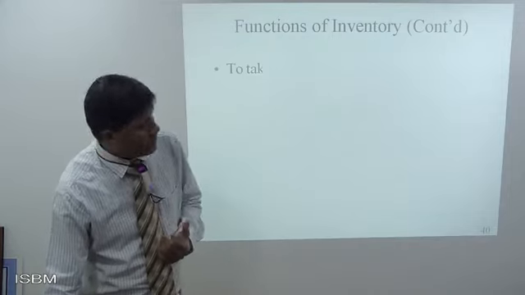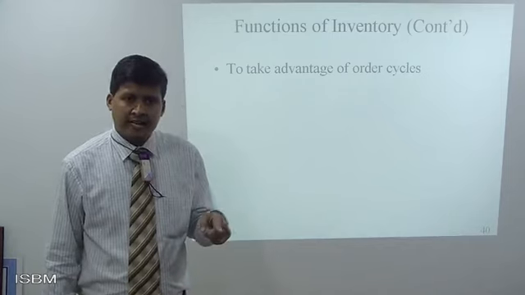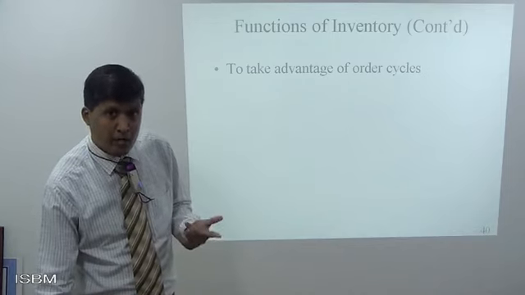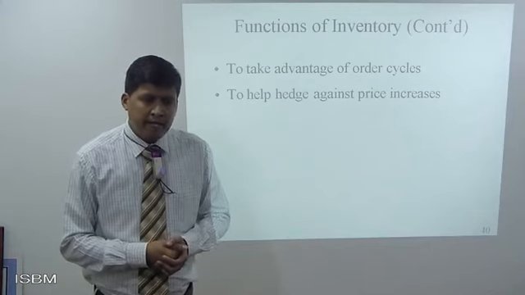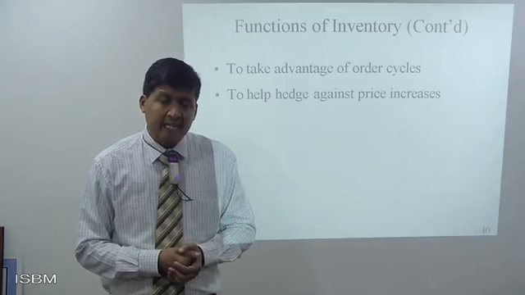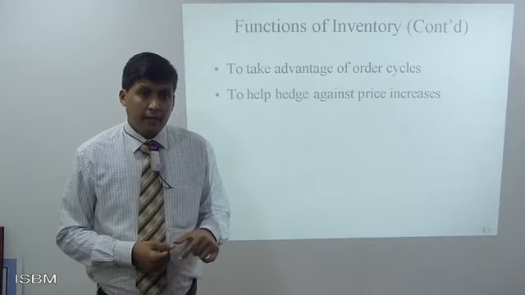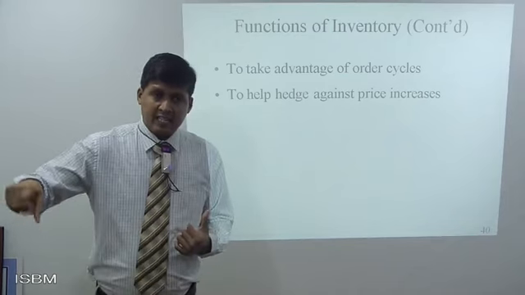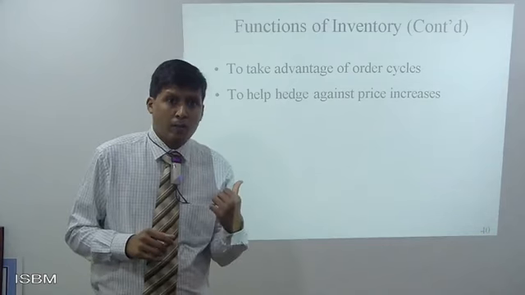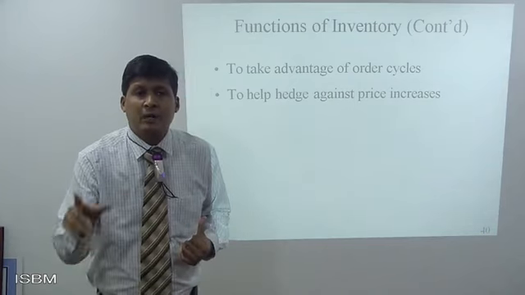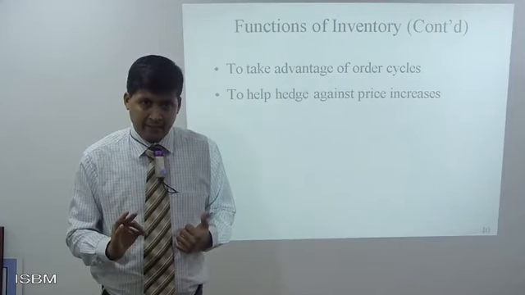Functions would also take advantage of order cycles. We're looking at how to optimize the cycling time and hence the throughput time as well, to help hedge against price increase. So inventory also needs to be planned in accordance with price increase. What if, with a new budget, the taxation changes and the prices of the raw materials are going to increase 3 months down the line? Say suppose this is the information the company gets.